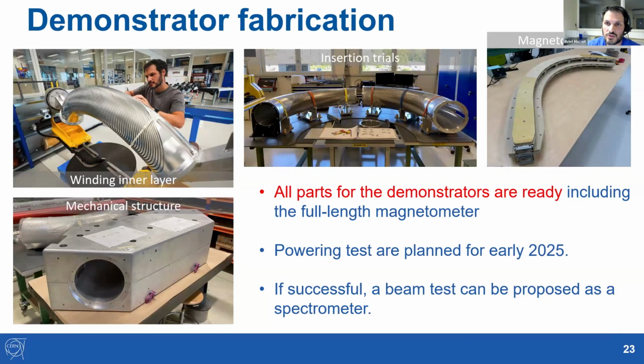And now we are ready to wind the final demonstrator. You can see all the parts are ready, including the mechanical structure and the magnetometer for measuring the field over the almost 2 meter length of the magnet. And we hope to do a cold test early next year. And if successful, we could test this magnet in a beam setup as well.